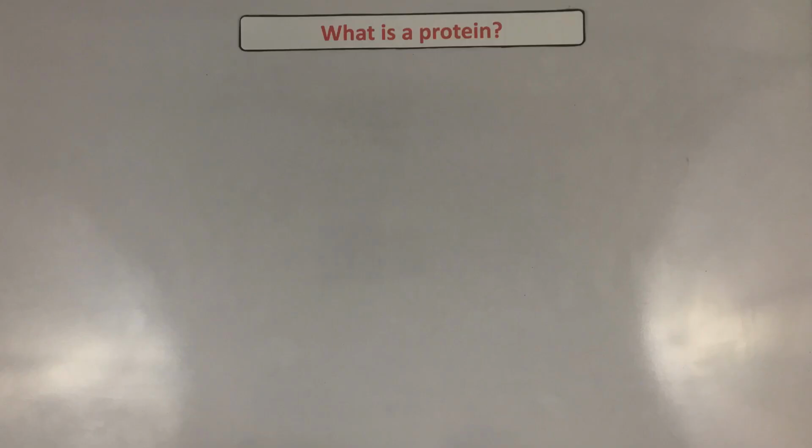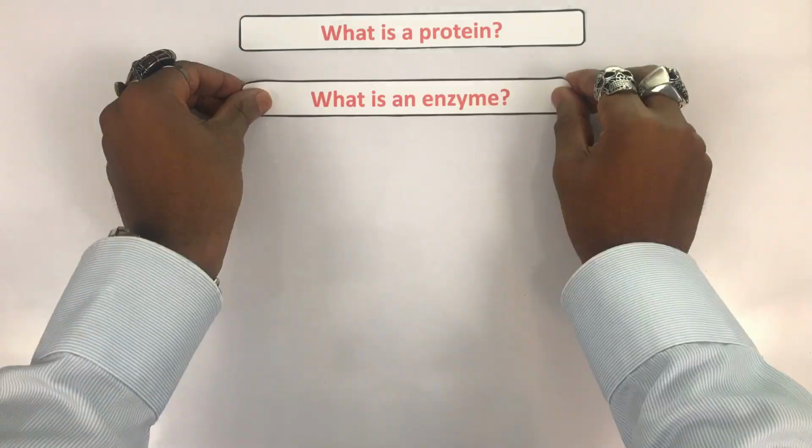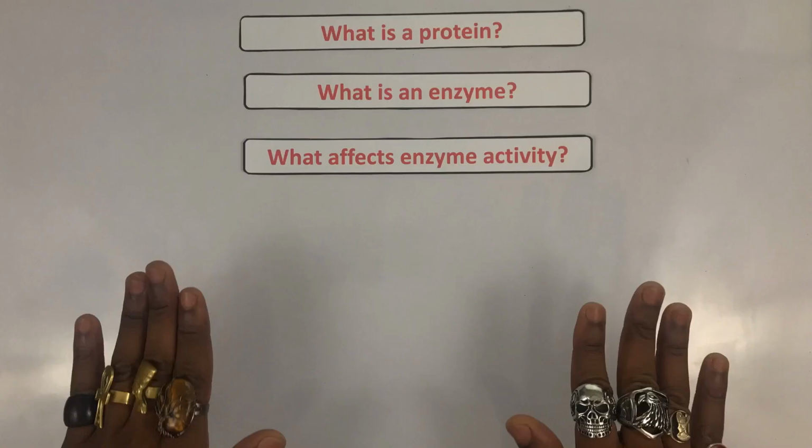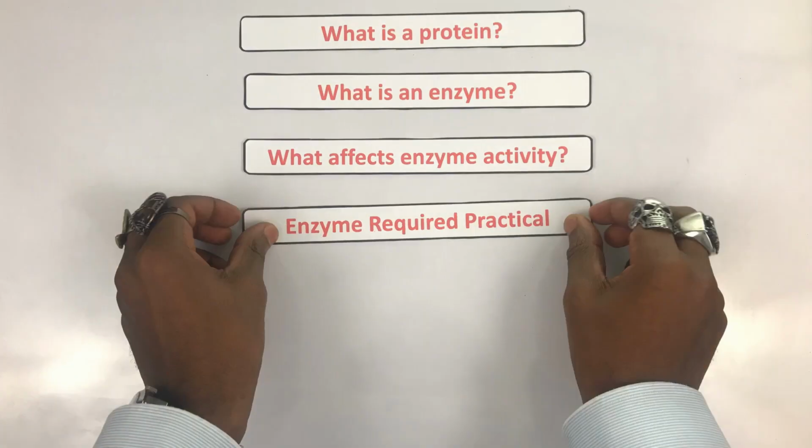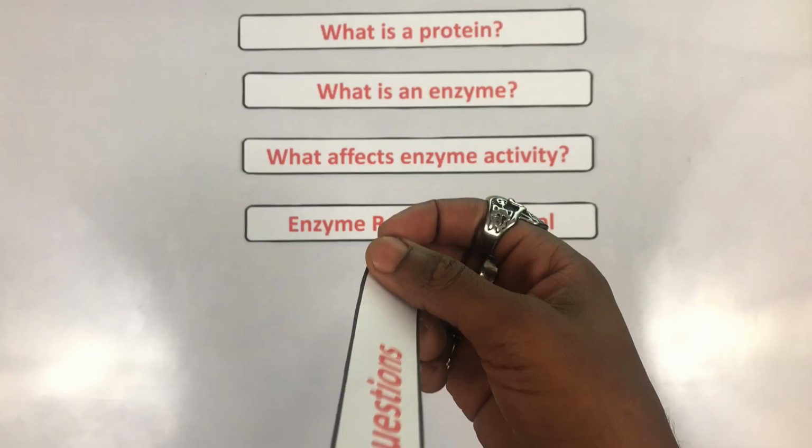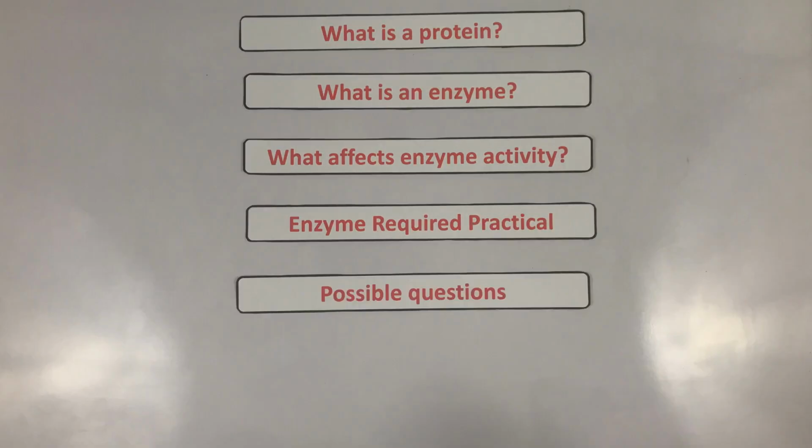In today's video we'll be looking at the enzymes required practical for the GCSE science specification. I'll be dividing this video into these sections. Number 1, what is a protein? Number 2, what is an enzyme? Number 3, what affects enzyme activity? Number 4, the required practical, and then finally number 5, possible questions that you may get.